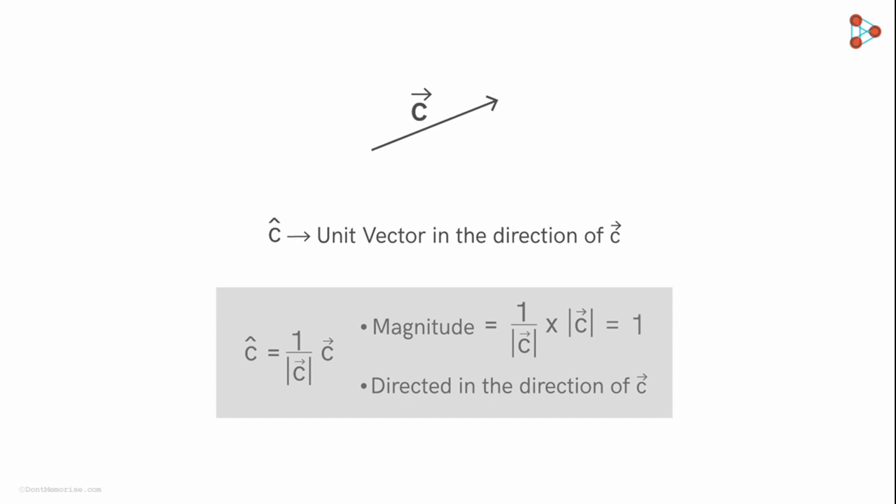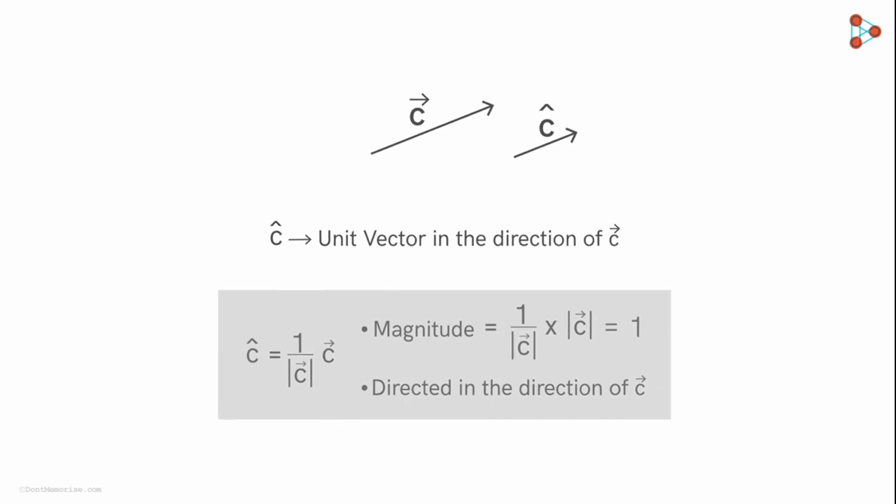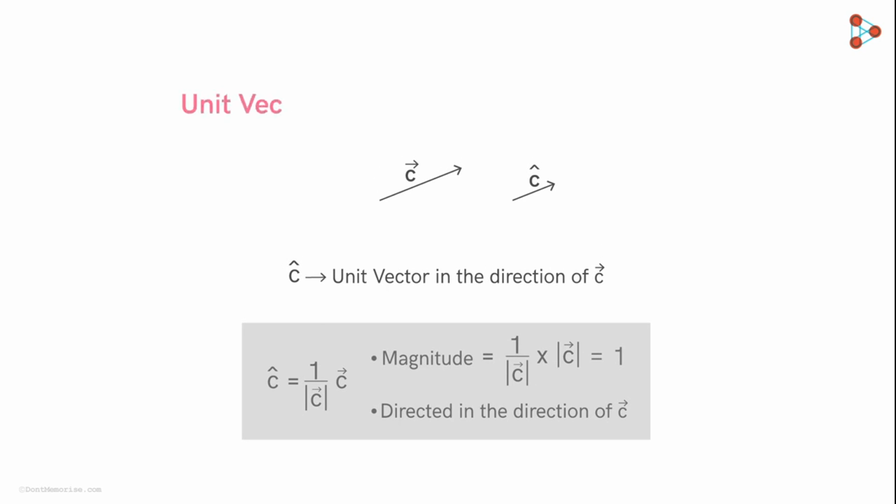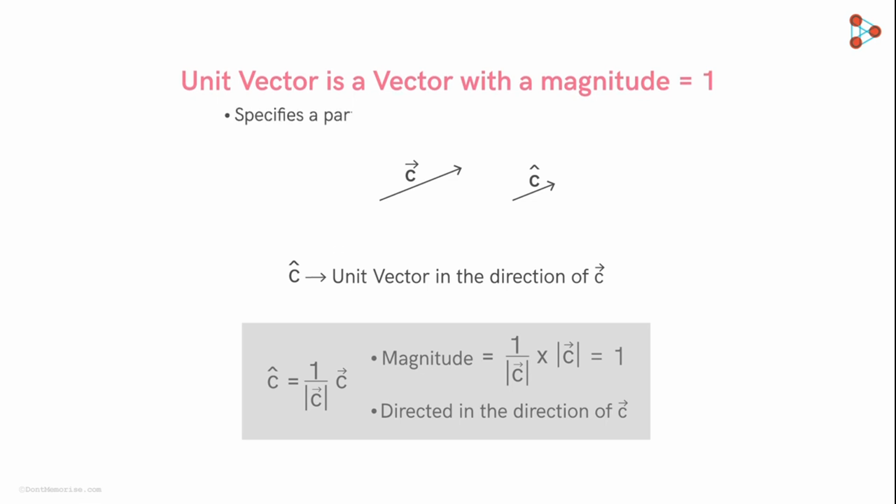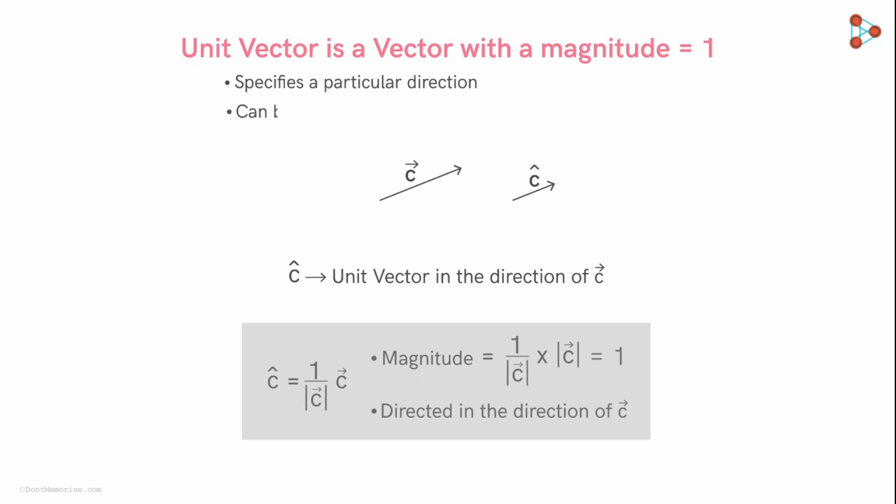Let's represent it like this with an arrow. So a unit vector is simply a vector whose magnitude is equal to 1. The speciality of the unit vector is that it just specifies a particular direction. Therefore, the advantage of a unit vector is that we can use it to express any vector which is along its direction. Let's take a few examples and understand this.